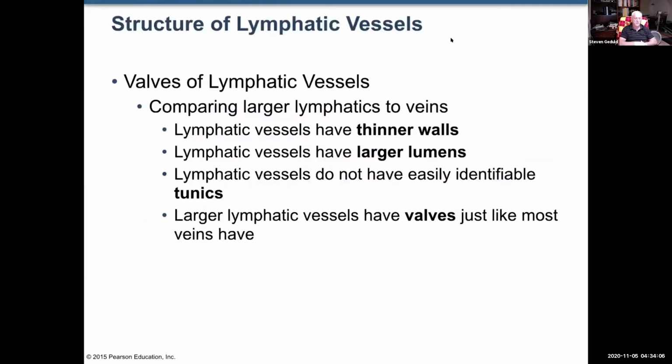Okay. So comparing larger lymphatic vessels to veins. Lymphatic vessels have thinner walls. They have larger lumens. They're irregular, but they're larger openings. Okay. They do not have the tunics like our vessels do. They do not have the three layers. They're not easily identifiable. And the larger vessels have valves, just like our veins, to prevent the backflow of lymph.